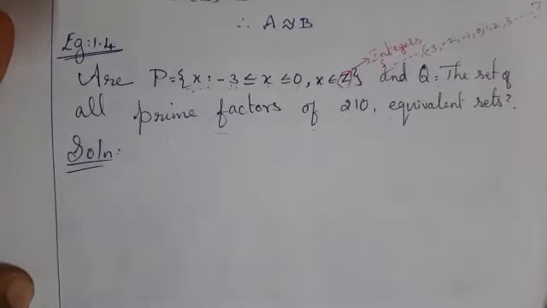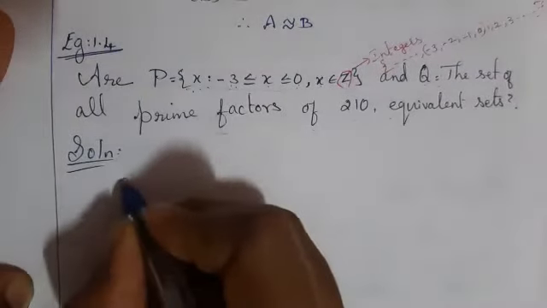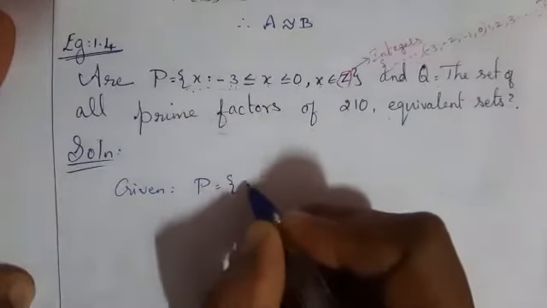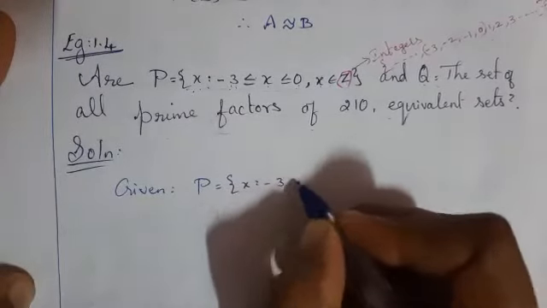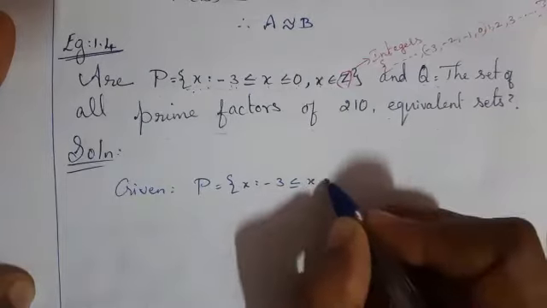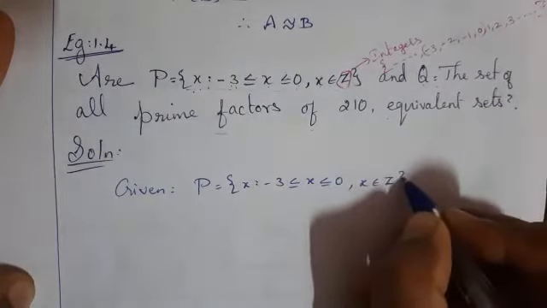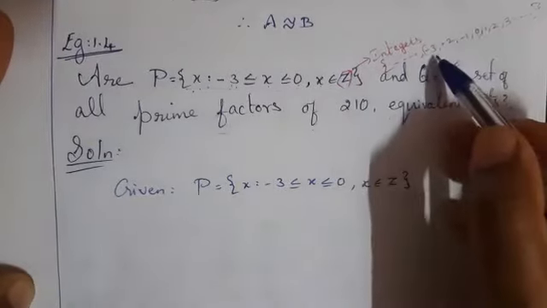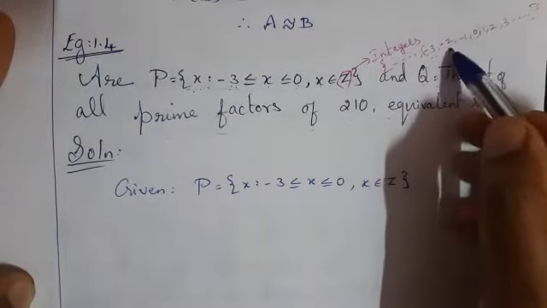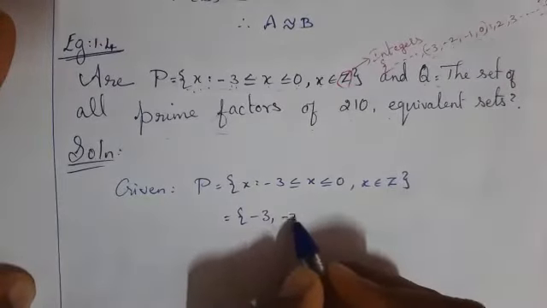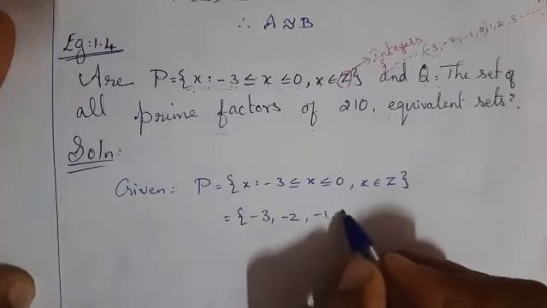In the solution, first you write the given set. Given capital P is equal to the set of x such that -3 is less than or equal to x, which is less than or equal to 0, x belongs to capital Z. The answer for this set is -3, -2, -1, 0.